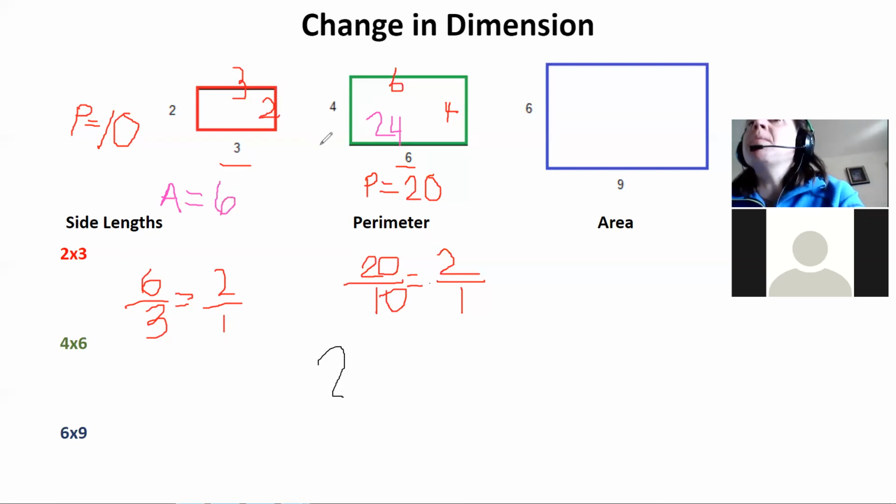Remember, guys, when we talk about area, we take length times width. So 6 times 4. No, that's okay. 6 times 4 is 24. And then 3 times 2 is 6. So let's compare the areas. 24.